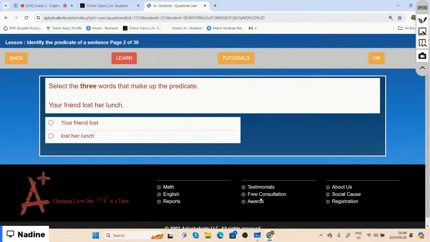Remember, look at the verb, right? What is the verb within that sentence? And then first look at the verb, the action.